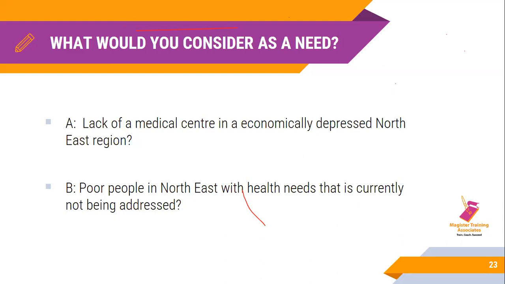B says there are poor people in Northeast region with health needs that are currently not being met. So there are poor people, a community perhaps, that you're looking at. They have health needs that are not being met, and maybe they actually need a medical center to address that need. What we are saying is that when you think about a problem, when you think about a need, look at who it affects, how it affects them, and how you need to intervene.